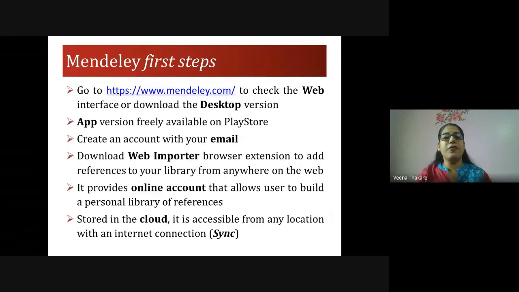How to begin? First steps are to go to the Mendeley web page, www.mendeley.com, and then check the web interface, or from there itself download the desktop version. The app version is freely available on Play Store for Android users. Create an account with your email, and download the web importer browser extension. Now all these points, web importer and sync features, we are going to see in the coming presentation.